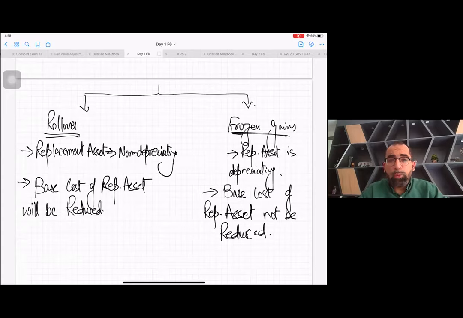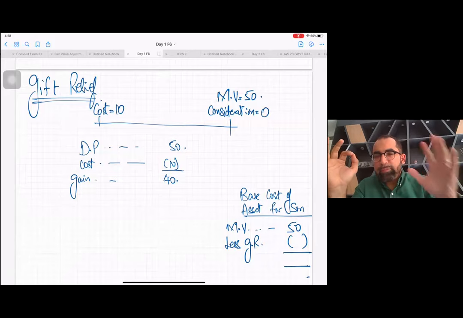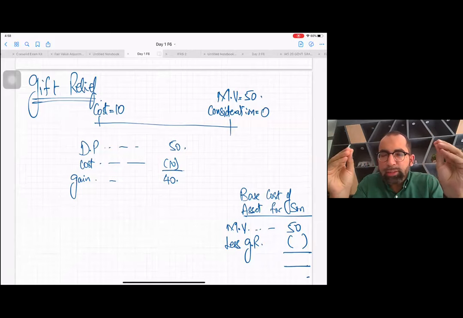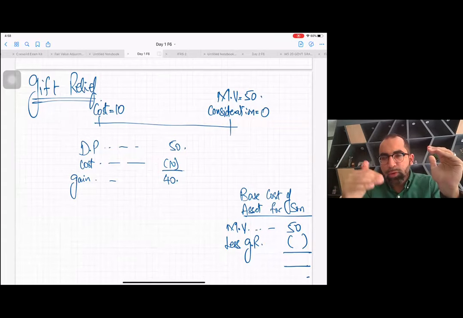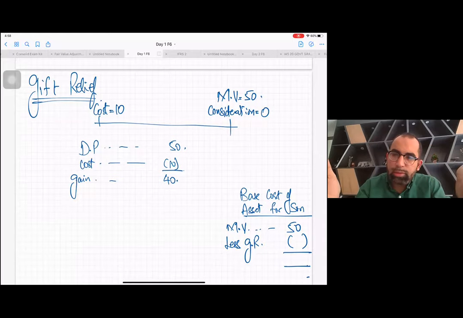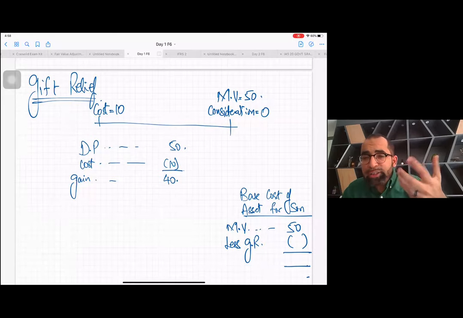Now, there is one more business relief, which we call gift relief. Okay, gift relief. First of all, keep one thing in mind. There are some relationships which we call connected person, like dad, son, grandson, daughter, sister, brother. These are connected persons. When we are dealing with connected persons, because of blood relationship, sometimes we sell them for less than market value.